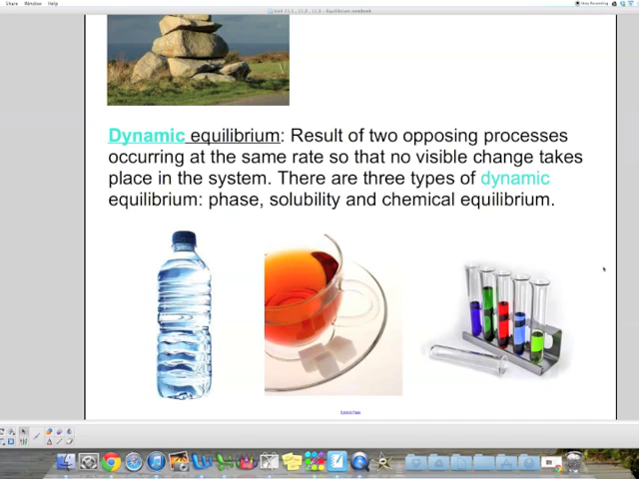What do we mean by that? It's that it looks as if there's nothing happening. It looks as if the reaction is over, but yet there is still something happening at a microscopic level.